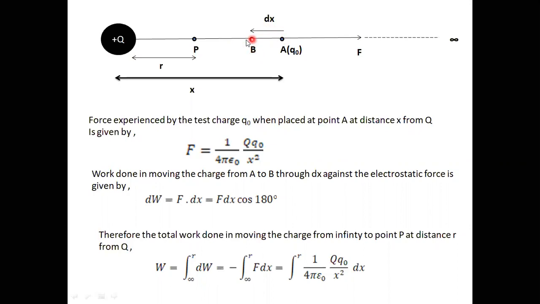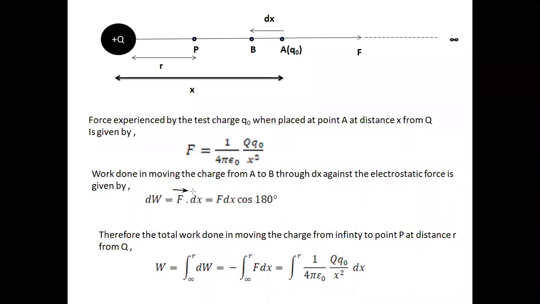And while moving from A to B, he's covering a distance dx, right? So since he is moving in this direction, the work done in moving from point A to point B through a distance dx, we have represented as dW. Now since we are doing a dot product, this will be two vectors.